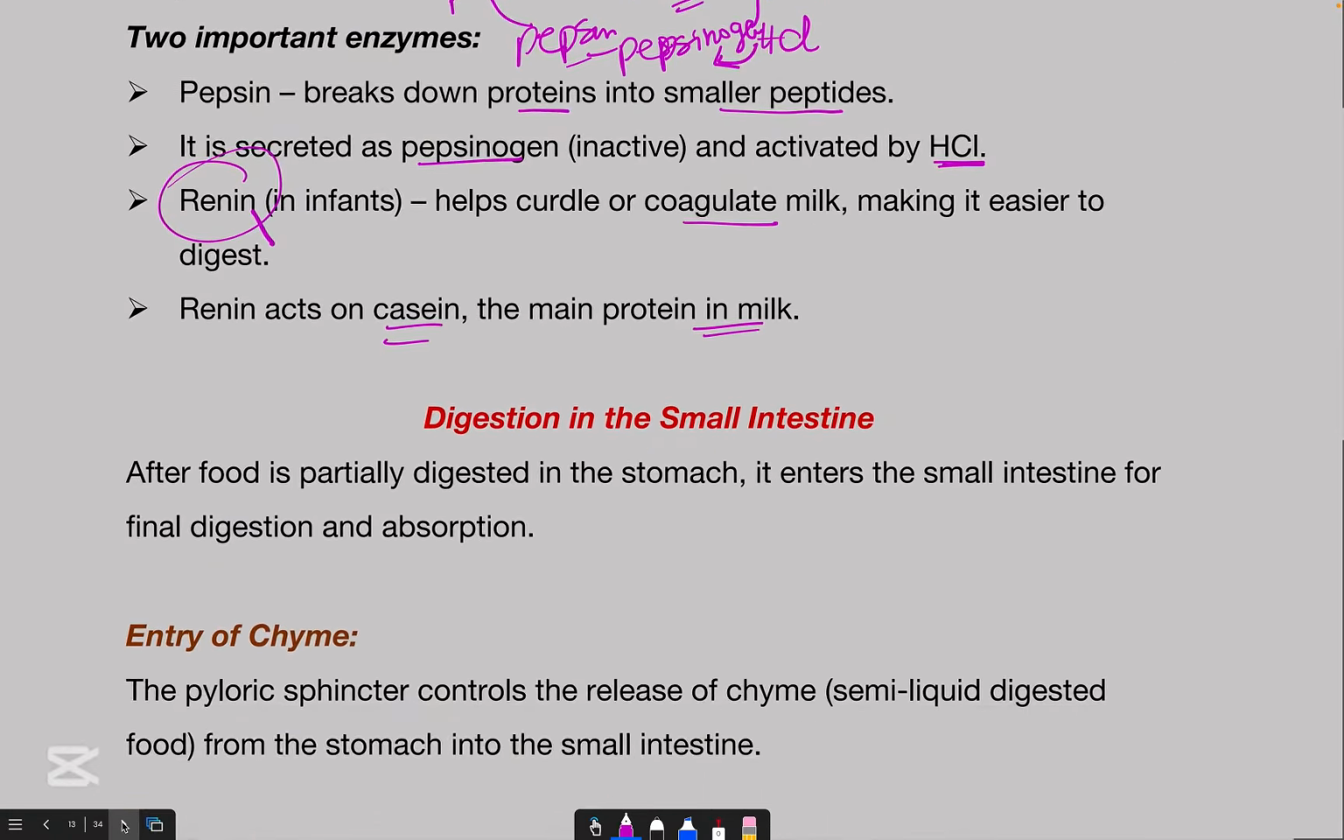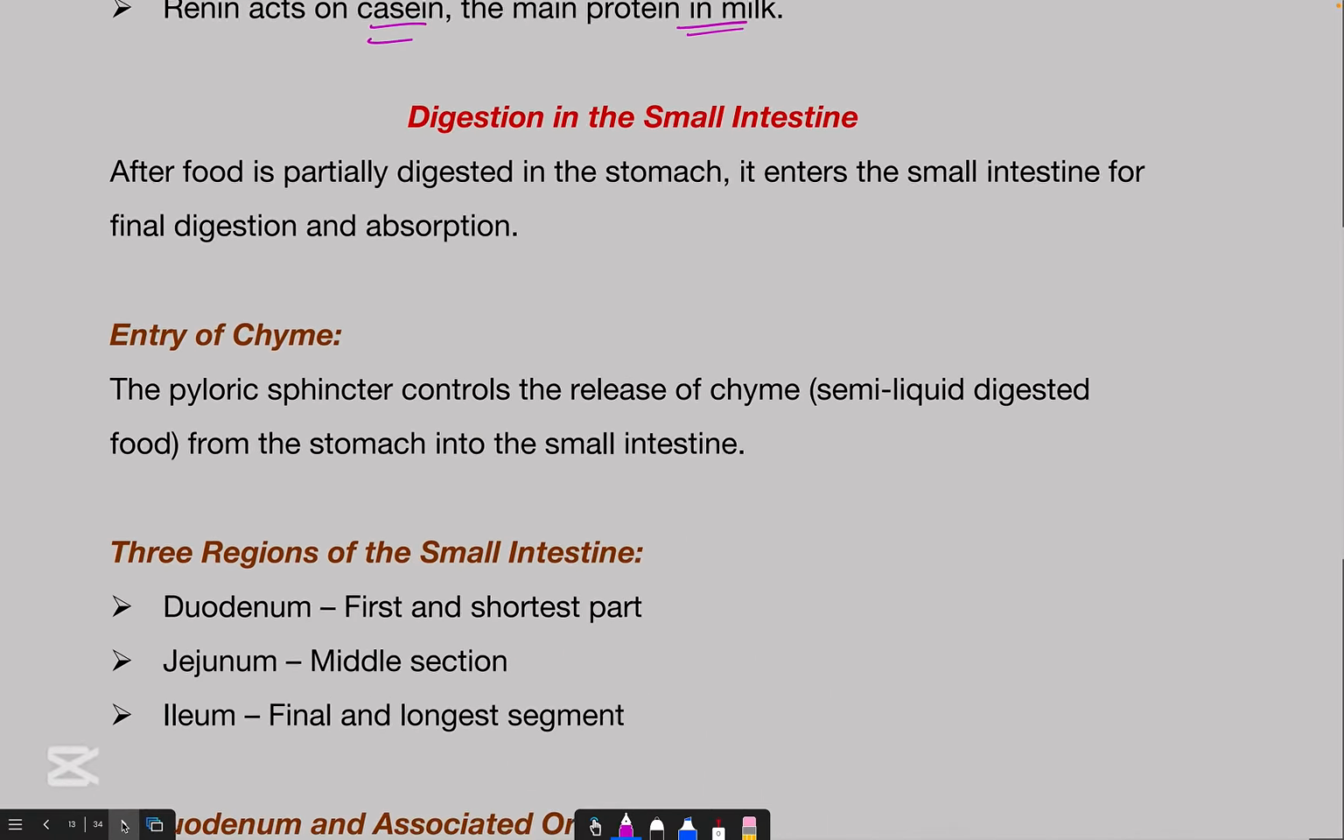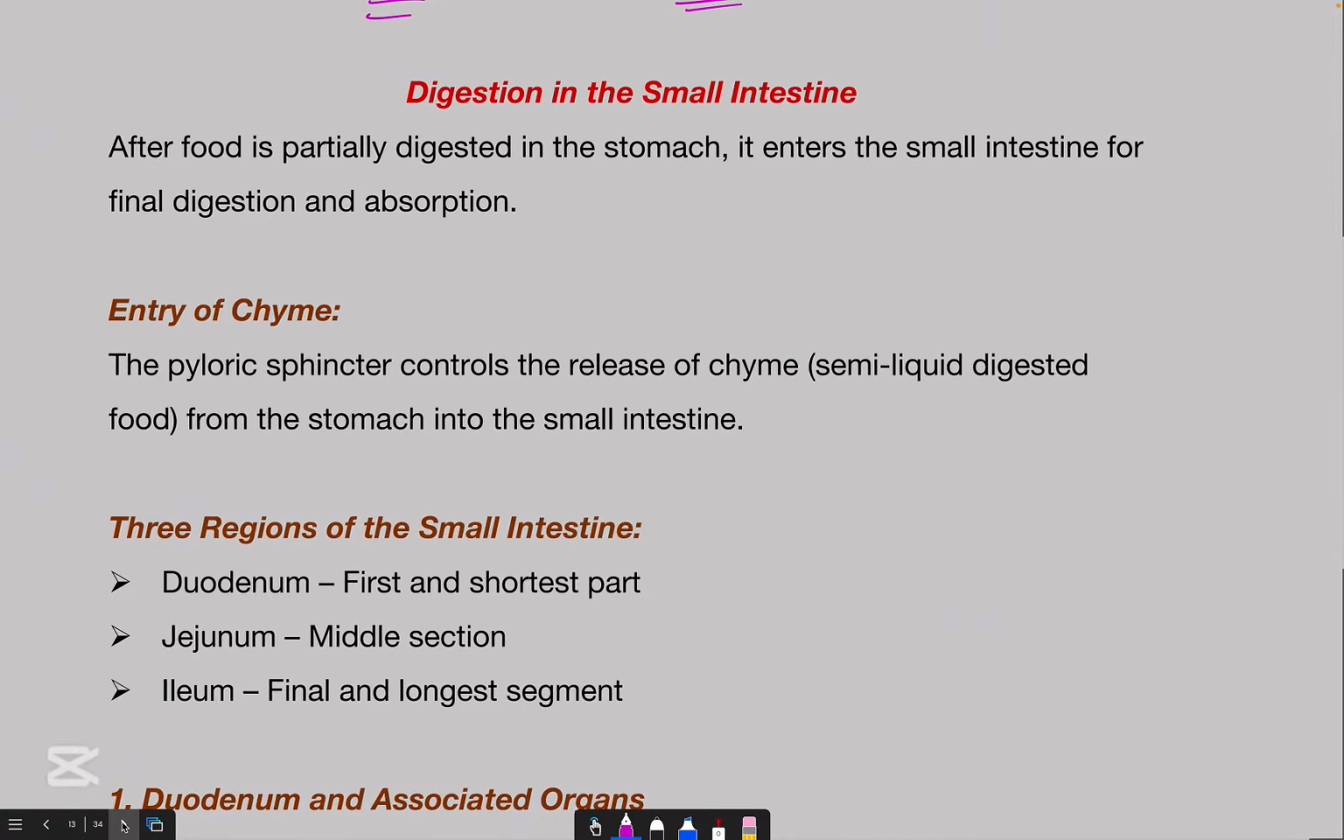Then let's talk about the small intestine. After food is partially digested in the stomach, remember that in the stomach it has been partially digested by the enzymes, right? It enters the small intestine for final digestion and absorption.